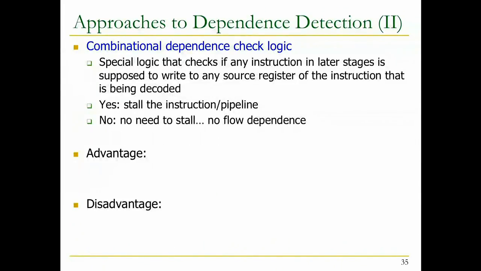Okay, so there are other approaches, which is combinational dependency check logic. You add special logic that checks if any instruction at a later stage in the pipeline is supposed to write to any source register of the instruction that's being decoded. If the answer is yes, you stall the instruction in the pipeline. Basically, you have these later pipeline stages. Actually, I'm not sure if it's too complicated. I'll just draw it quickly. I'm going to give you examples of that.